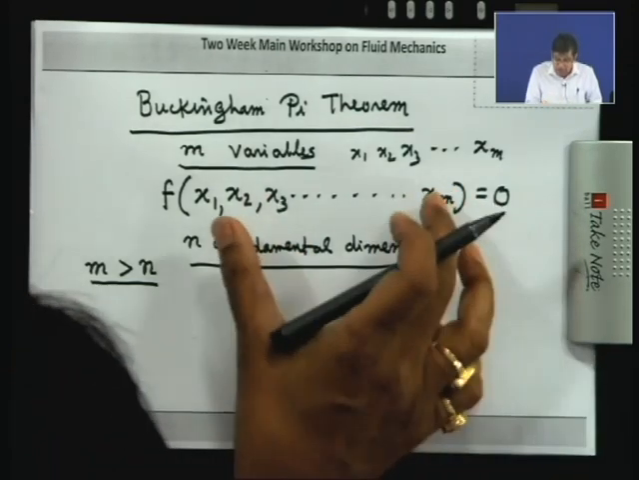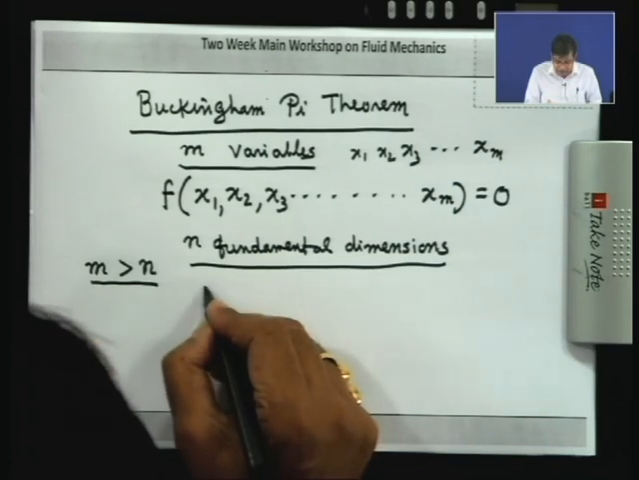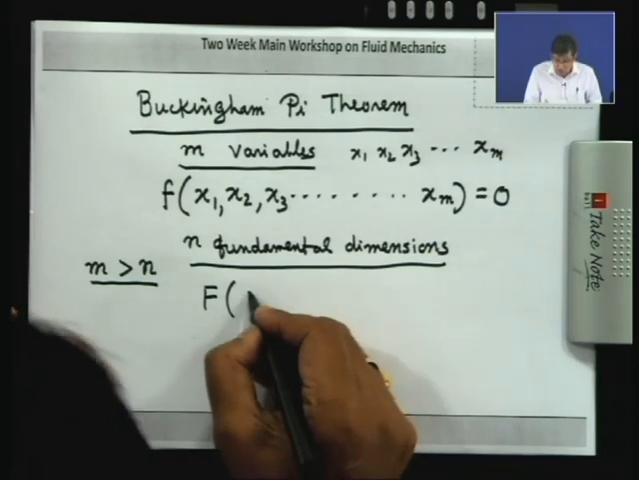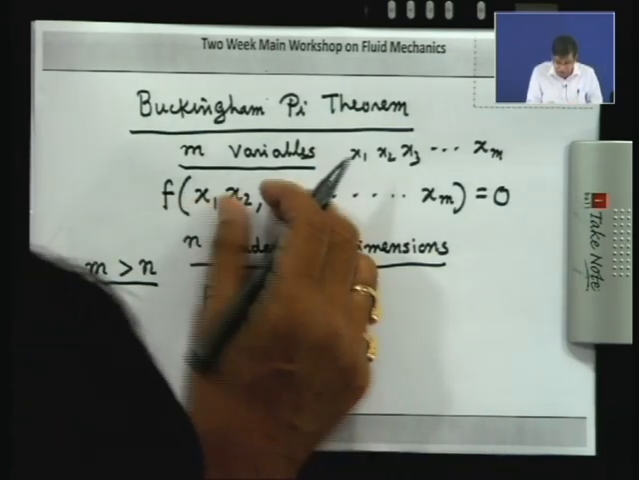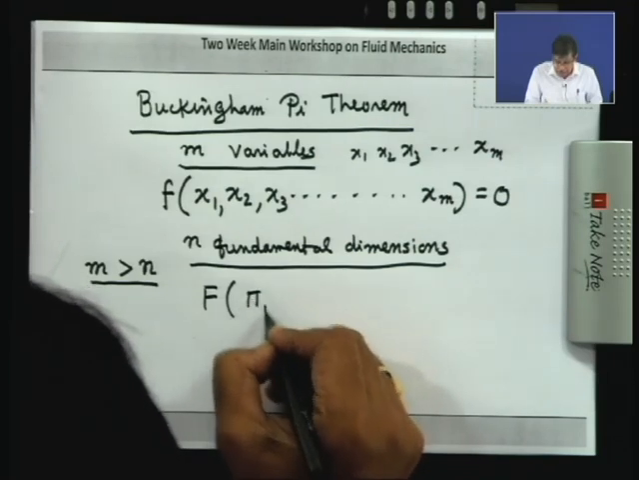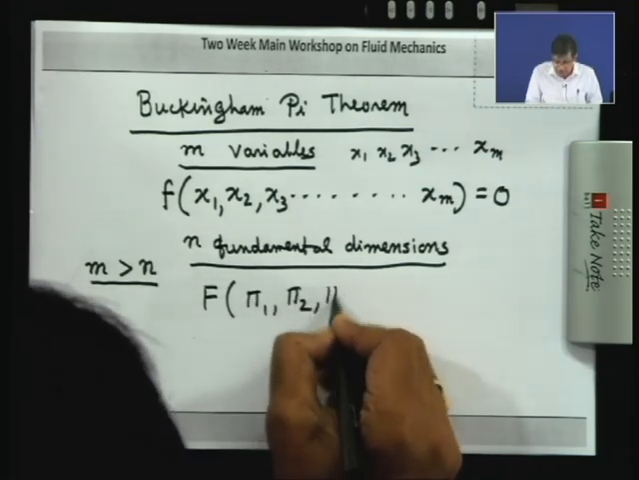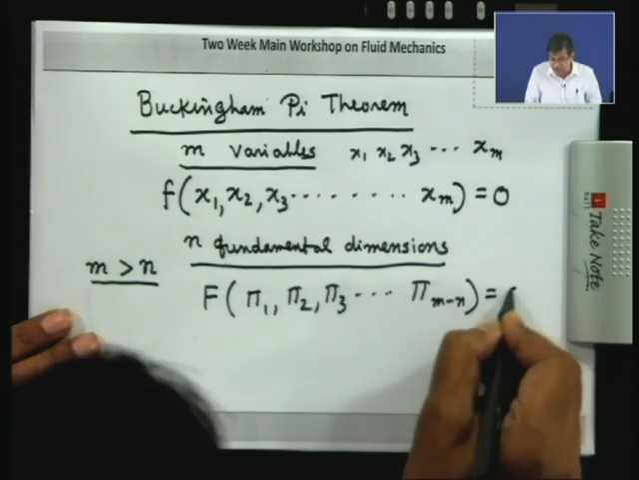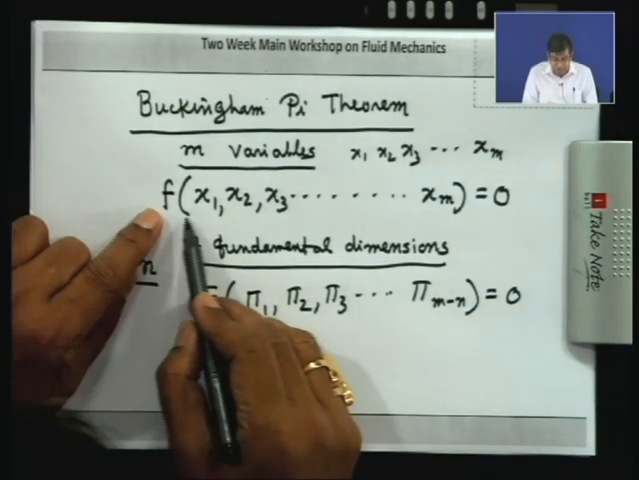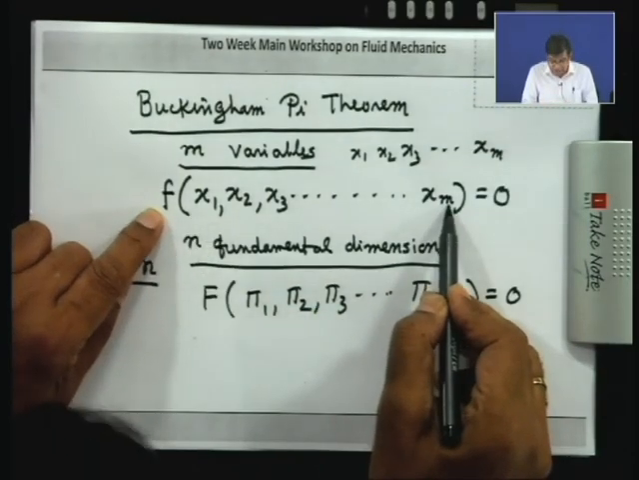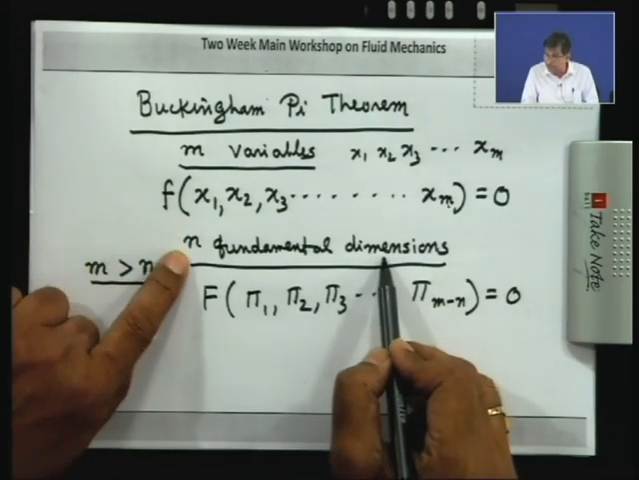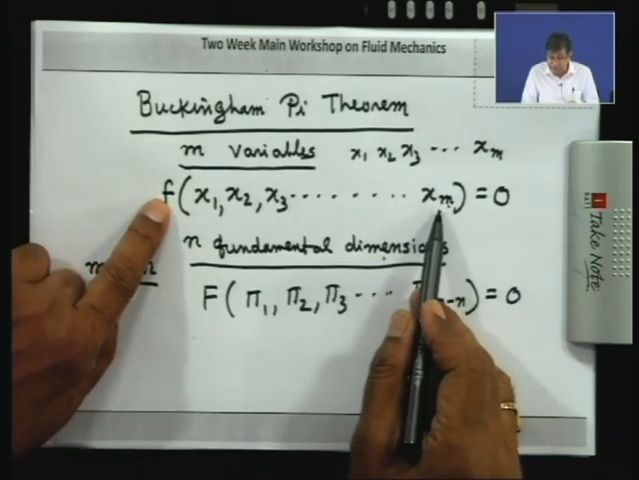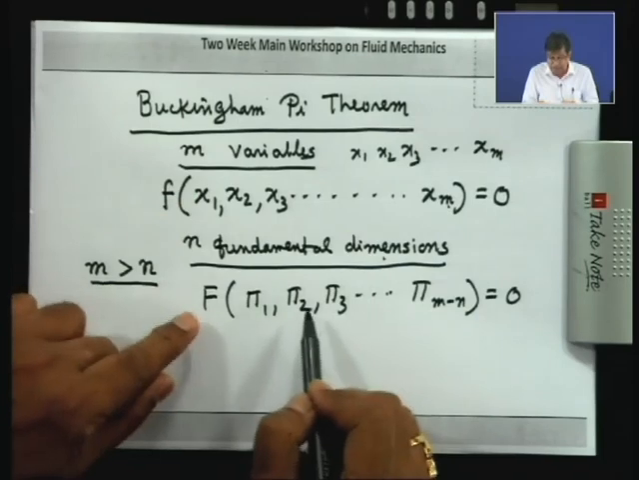this problem, which is governed by m variables, can be expressed as a function of m minus n dimensionless variables, which are groupings of these variables and are known as pi terms: pi 1, pi 2, pi 3, dot dot dot pi m minus n equals 0. Again, for your understanding, if a problem is expressed by m variables, and if these can be expressed by n fundamental dimensions, then according to this theorem the problem can be expressed in this way, or rather it is expressed in this way because it is governed by them.